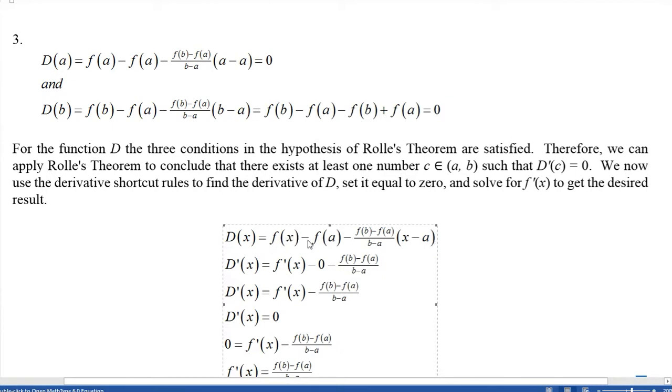Take the derivative. First of all, we've got 1, 2, 3 terms, so we use the sum rule first to take the derivative of each part. The derivative of f of x is f prime of x. f of a is a constant, so its derivative is 0. This is a linear function whose slope is right here, so this right here is its derivative. So, of course, you can drop the 0. So we're down to this point here.